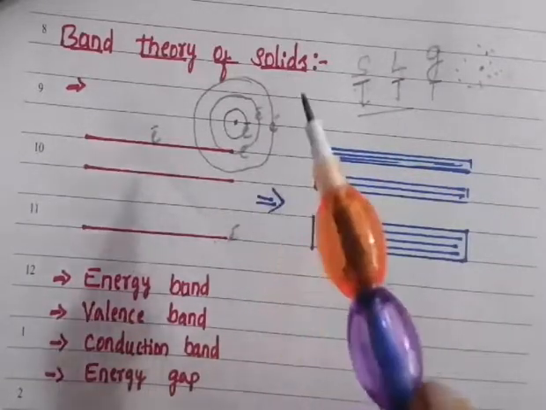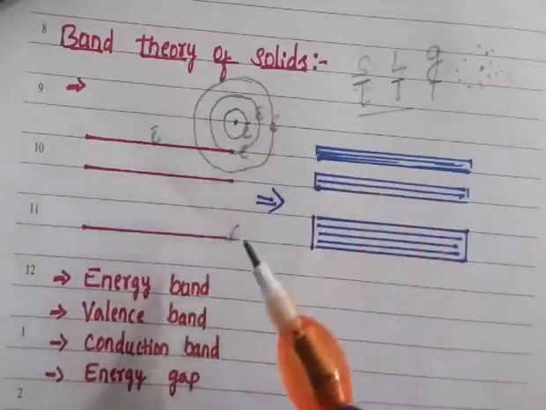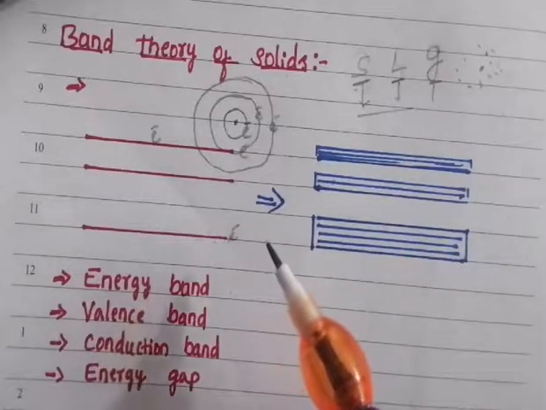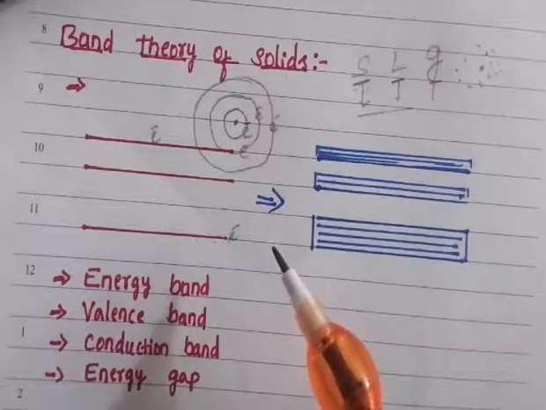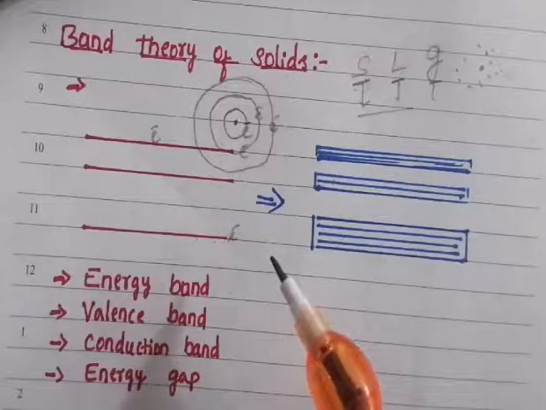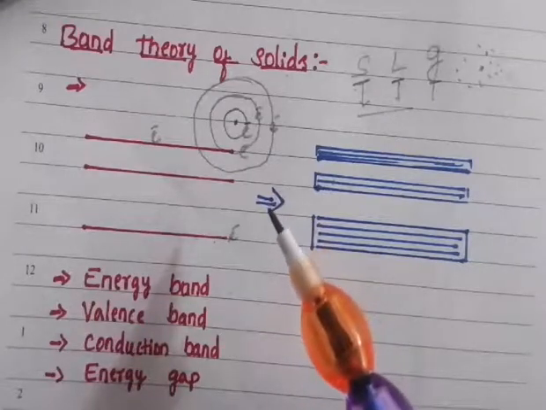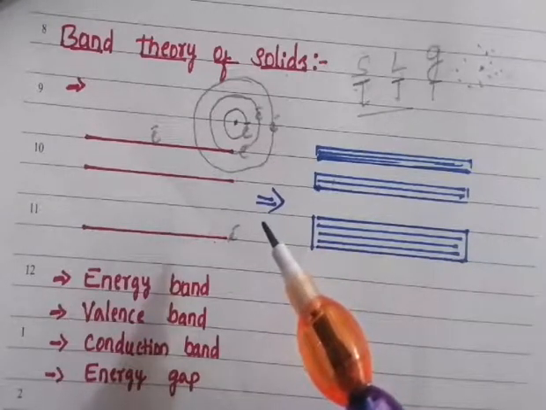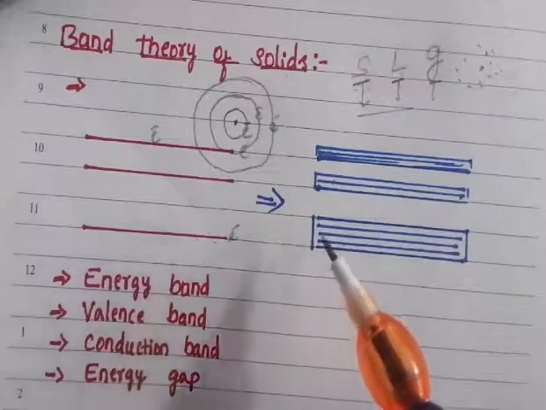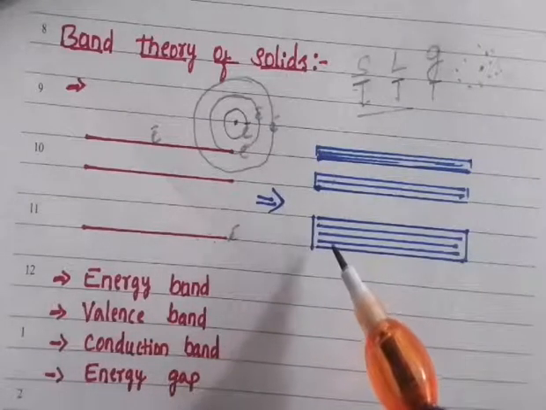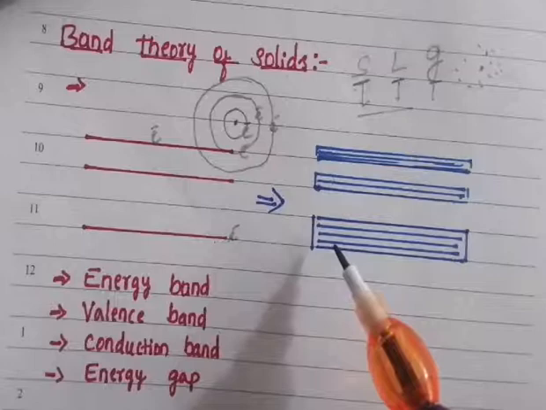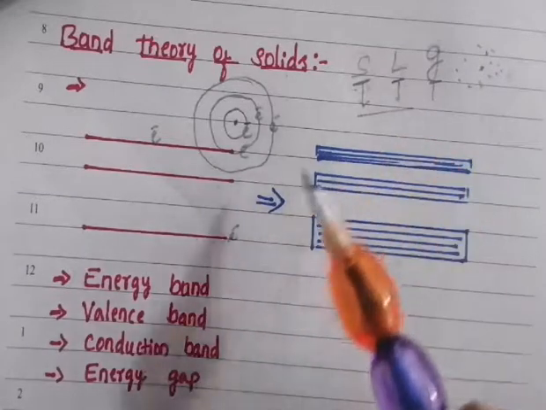So first of all, when asked to explain the band theory of solids: in solids, a large number of atoms are closely packed, and hence the electrons of different atoms are interacting with each other. Therefore, the energy values get modified and lie in a certain range, as shown in the figure.